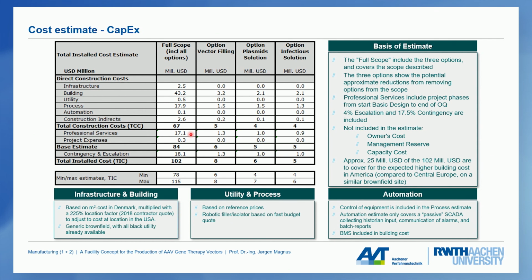Escalation is just to take into account that there's a general increase in prices. So when you plan the facility a few years earlier, the prices for everything that you have to buy during the project have increased, and so there's a 4% escalation calculated here and a 17.5% contingency also included in the estimate. That gives you this number here, 102 million of total installed cost.